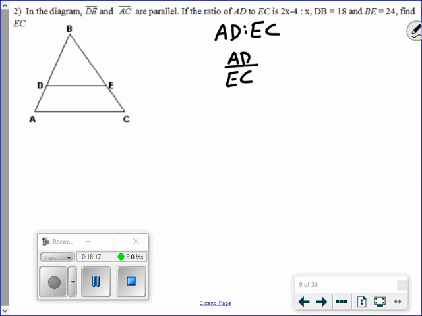So A to D was 2x minus 4. E to C is x. They're telling me DB is 18 and BE is 24. I saw parallel, so now I know that the top triangle is similar to the big whole triangle. Then I could set up my proportion and try to solve it. Please do so.